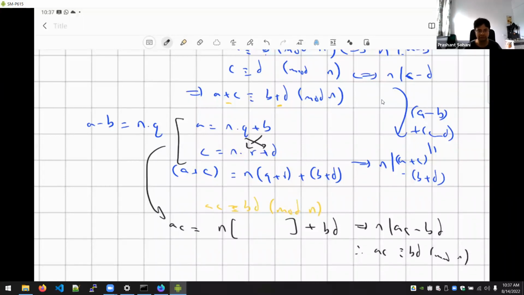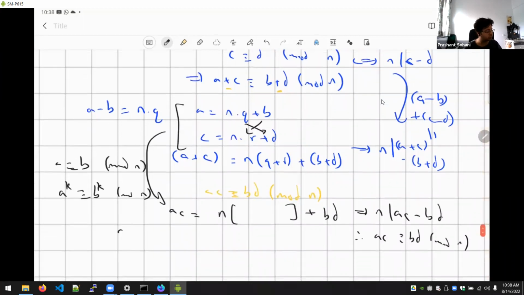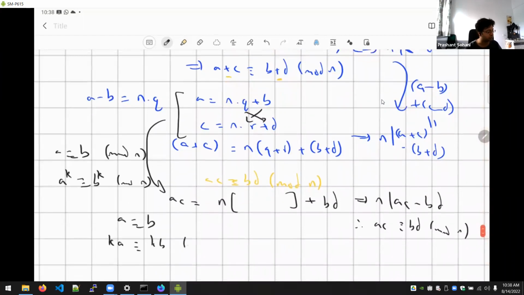And you can take powers also. Basically if A is congruent to B, then A raised to k is also congruent to B raised to k mod n. Okay, so you can multiply the equation with itself. Similarly, you can add the equation to itself. So if A is congruent to B, any multiple of A is congruent to the multiple of B. So k times A is congruent to k times B mod n.